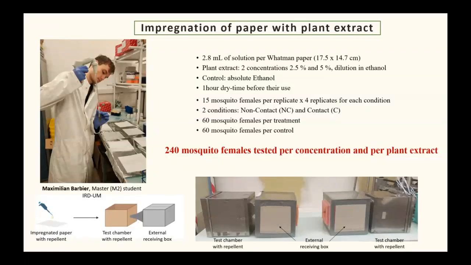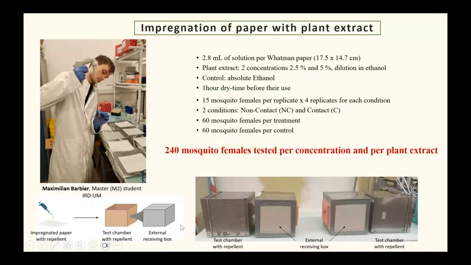For each test, we used 15 female mosquitoes per replicate that had not been feeding for 24 hours. And we tested 2 conditions, either non-contact condition or contact condition, that I will show you after. So for each, we tested 60 females per treatment and 60 females per control.